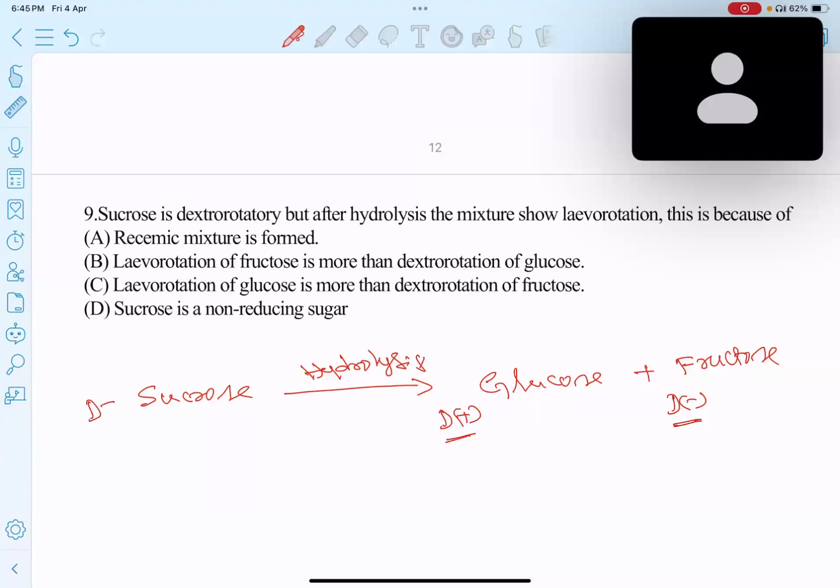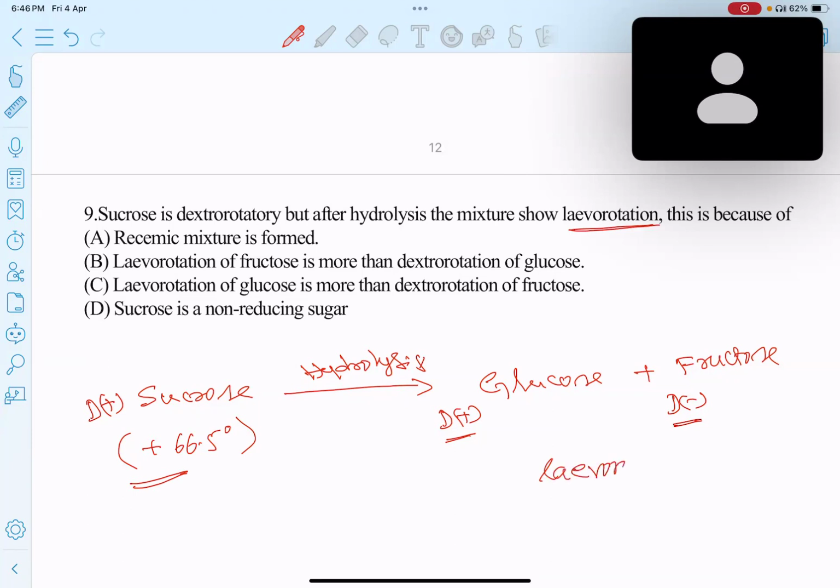So sucrose is dextrorotatory. Dextrorotatory means it rotates the plane polarized light towards the right direction, about plus 66.5 degrees for sucrose. The compound sucrose is dextrorotatory. After hydrolysis, the mixture is levorotatory.